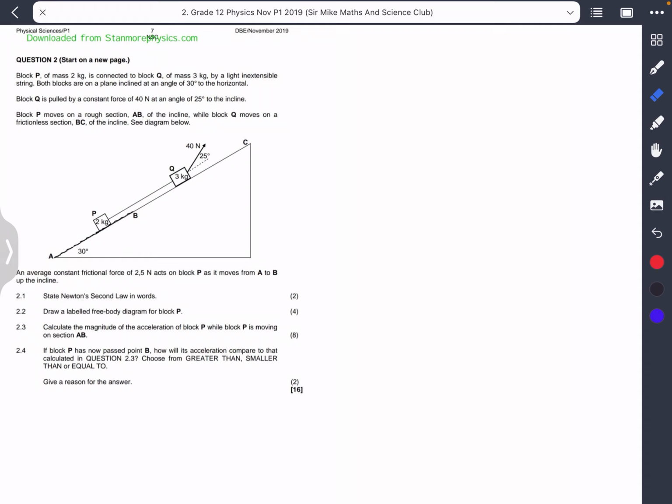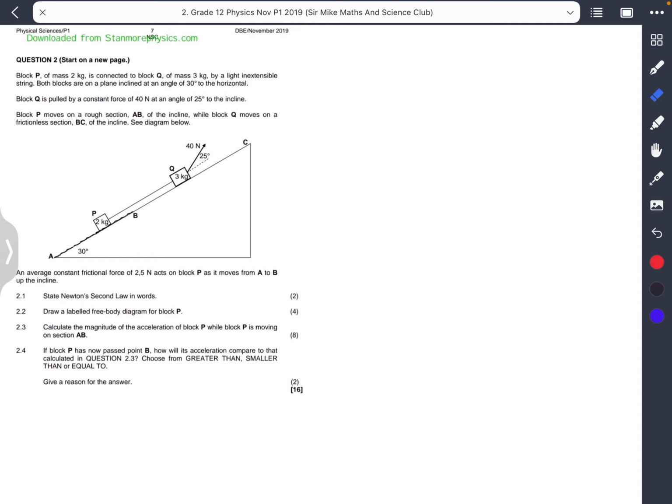Now I know it's annoying, ladies and gentlemen, to read that essay up there, but unfortunately there's nothing we can do. We need to read that statement, reason being, the examiners hide some of the information in those paragraphs. As you can note, they didn't show the frictional force in the diagram, but they did tell us the value of the constant frictional force to be 2.5.